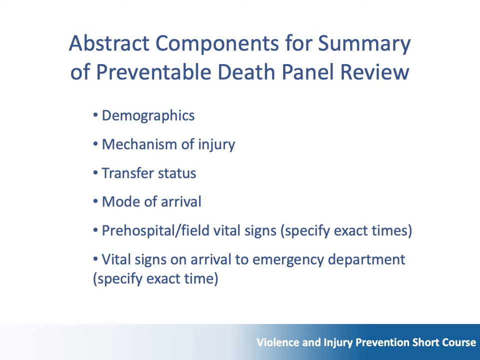Components of the summary of preventable death review include demographics, the mechanism of injury, the patient's transfer status and mode of arrival, pre-hospital and field vital signs with exact times, the vital signs on arrival to the emergency department, again with exact times, the Glasgow Coma Scale on the patient's admission, any procedures performed including advanced airway management, such as endotracheal intubation or other operations, as well as the injury severity score if it is available, and the probability of survival, again if available.